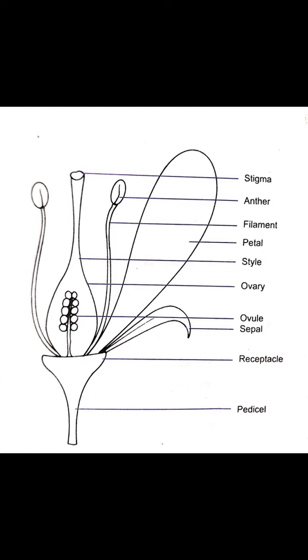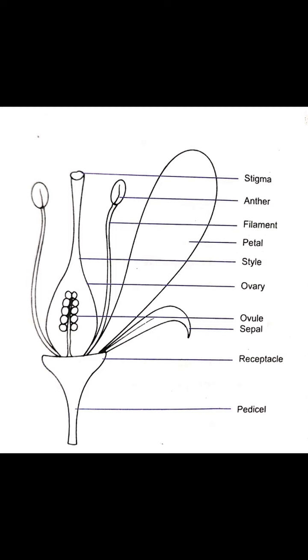You can see that the lower part, it is the pedicel which is attached with the branch. Above that, receptacle is there on which the four whorls of the flower are arranged. Then you can see the leaf-like portion, that is sepal. Then the attractive part of the flower is petals. Petals are the attractive parts. They attract the insects to sit on the flower and do the process of pollination.